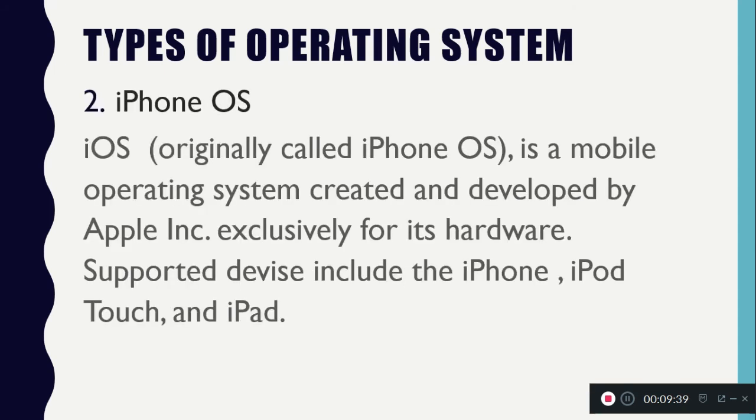Now, the second type of mobile operating system is iPhone OS. Originally known as iOS, it's called iPhone OS. It's a mobile operating system created and developed by Apple Inc. exclusively for its hardware. It cannot be used on any other phone.